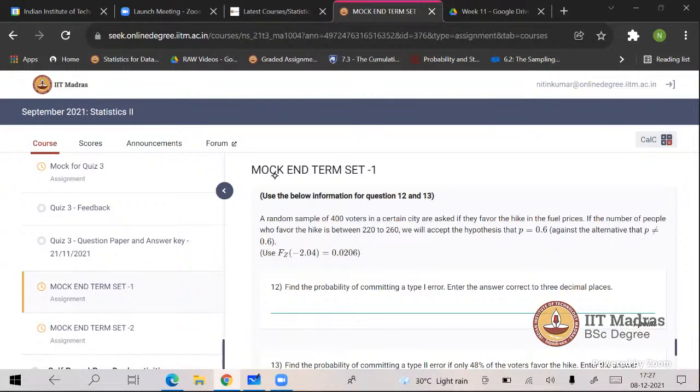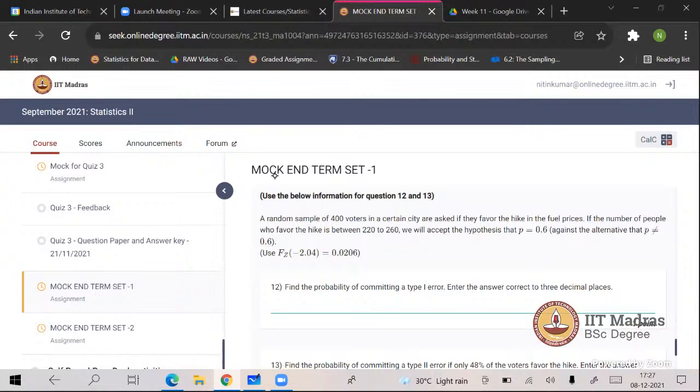Okay, so now tell me what is your null hypothesis and alternative hypothesis. So it is given null is p equals 0.6 and alternative is p not equal to 0.6, right? Yes, sir.